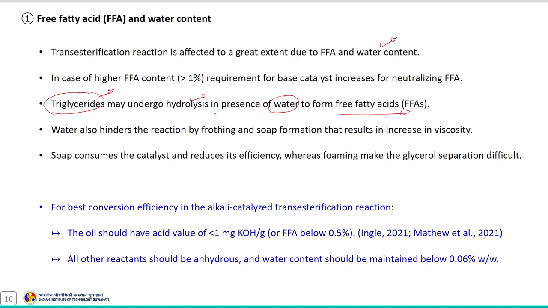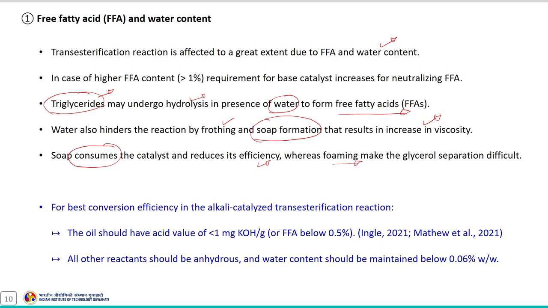Water also hinders the reaction by frothing and soap formation, which results in an increase in the viscosity of the reaction mixture. The soap formed in this process consumes the catalyst and reduces its efficiency, whereas the foam makes glycerol separation difficult from the rest of the reaction mixture.